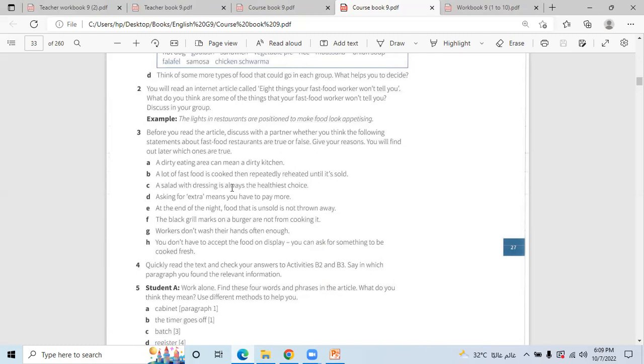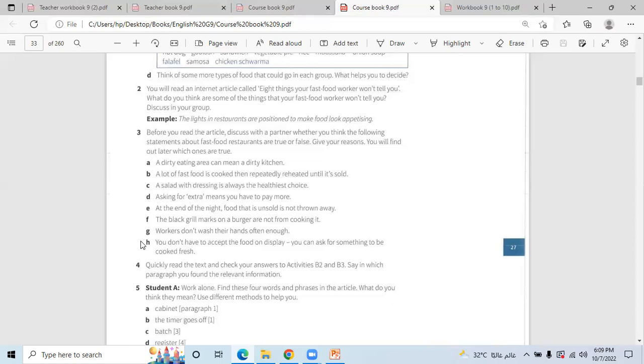A salad with dressing is always the healthiest choice. Right, yes, salad is always healthy. It's also true. Asking for extra means you have to pay more. Definitely, yes. At the end of the night, food that is unsold is not thrown away. Some restaurants are doing it, keeping the unsold night food for the next day.